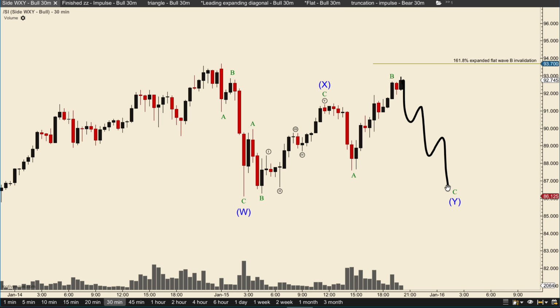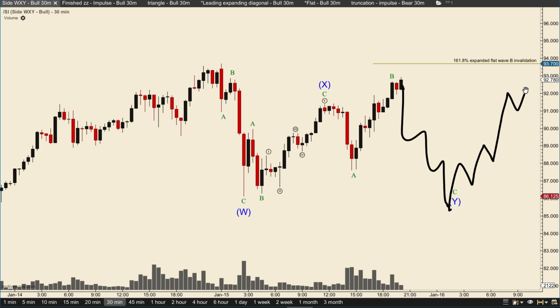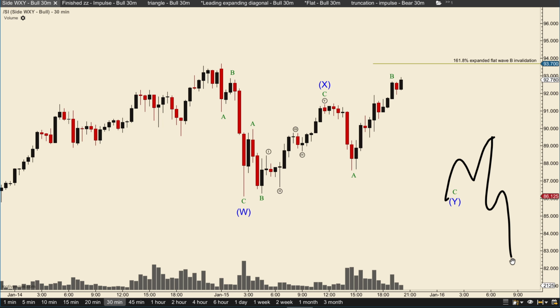So 1, 2, 3, 4, 5 into wave C. If we get something else, then this scenario doesn't have the highest probability. And also after this 1, 2, 3, 4, 5, it's very important that we have a 1, 2, 3, 4, 5 structure up, because if we get a correction like this, then it is higher probability to continue moving down. So that is very important to be aware of.